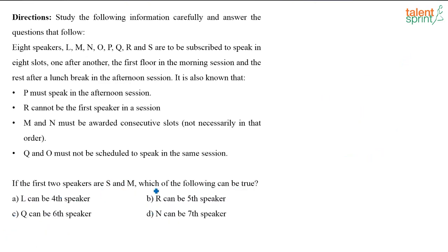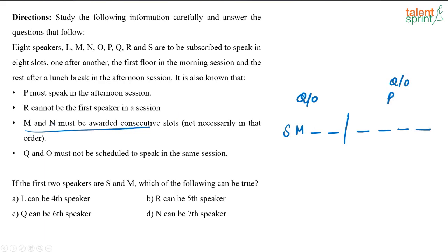If the first two speakers are S and M, which of the following can be true? So what is given here? First two speakers are S and M. So you have two more persons in the first slot, and 1, 2, 3, 4, 4 people in the next slot. So P will come here. In the first slot, Q or O should be there. Similarly here also Q or O should be there. And again here, since M is there, we know M and N are consecutive. So if M is here, then N has to be here. This has to be N. So the person who will come here is either Q or O.